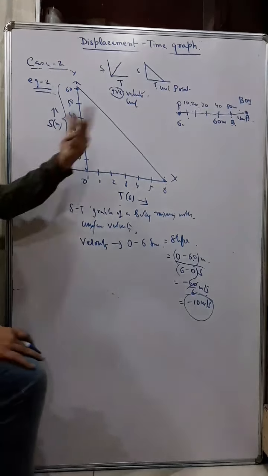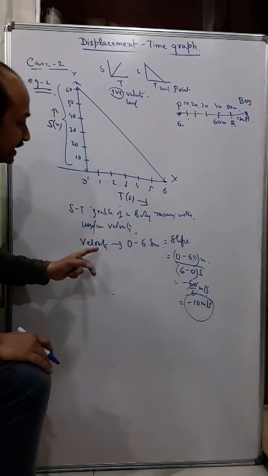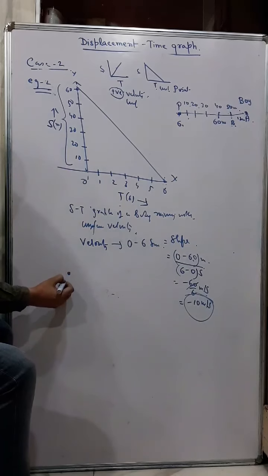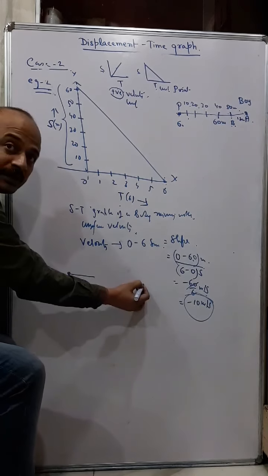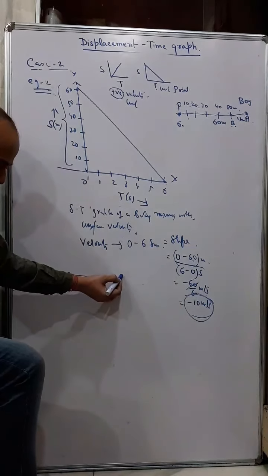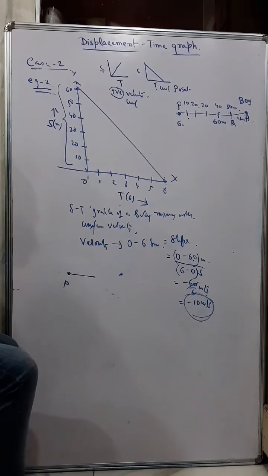If you remember, in the previous example we got plus 10 meters per second. So whenever I am getting a velocity of plus 10, I can understand the body is going away from this point. And when I am getting minus 10 meters per second, that means the body is approaching it, but both with uniform velocity. Understand?